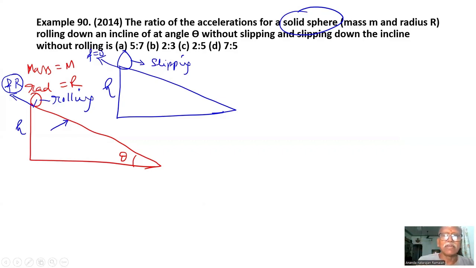In this sum, it is given that they are asking the ratio of acceleration of these two masses. This acceleration is called acceleration slipping. This acceleration is called acceleration rolling. We have to find both, and we have to find the ratio.